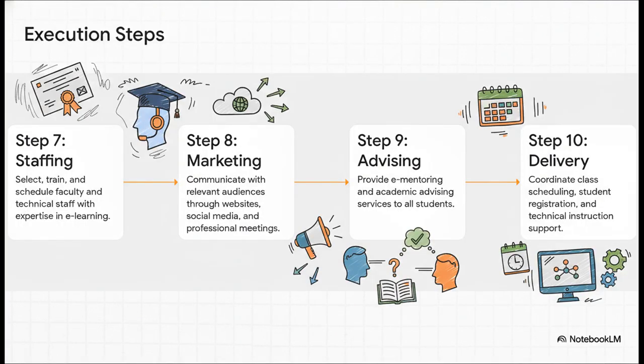So let's quickly walk through this 4-step process. It kicks off with step 7, staffing, getting your dream team in place. Then step 8 is all about marketing and getting the word out. Once the students are enrolled, step 9, advising, is absolutely crucial for keeping them on track. And all of that leads to step 10, the actual program delivery, coordinating that day-to-day learning experience.